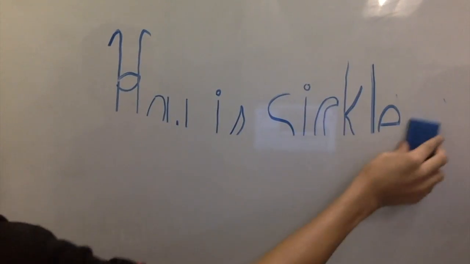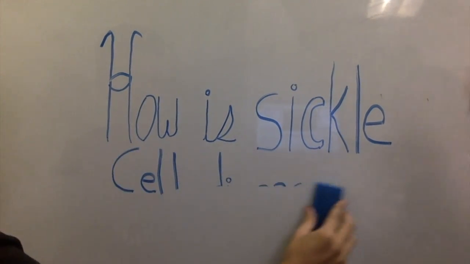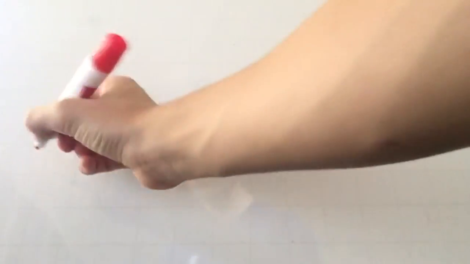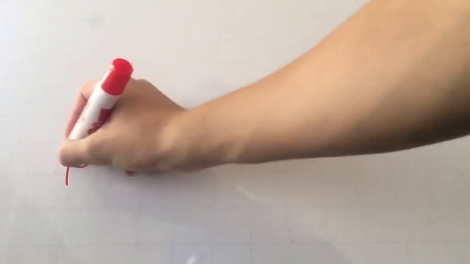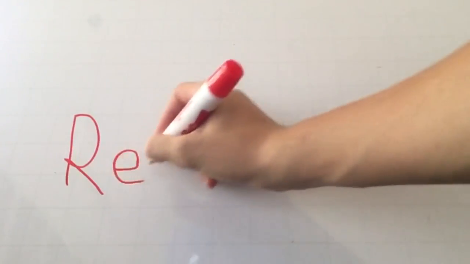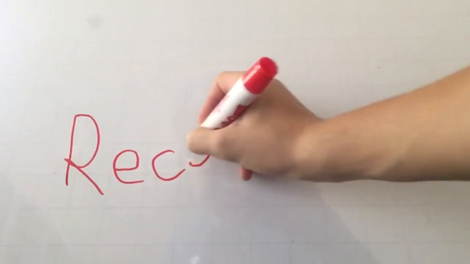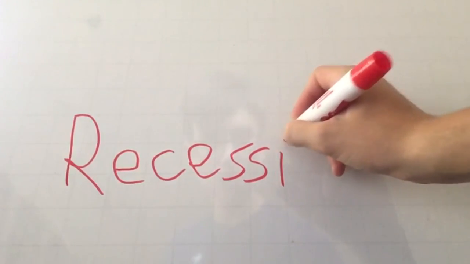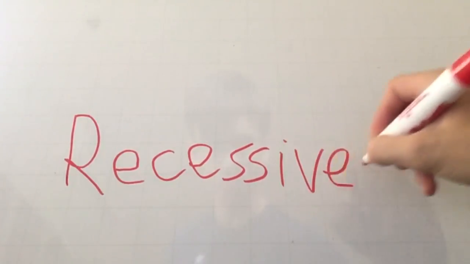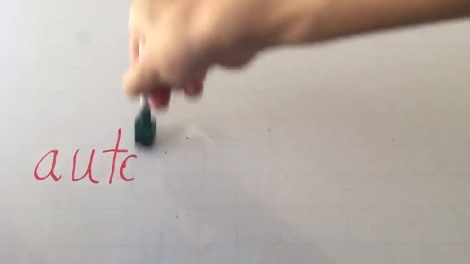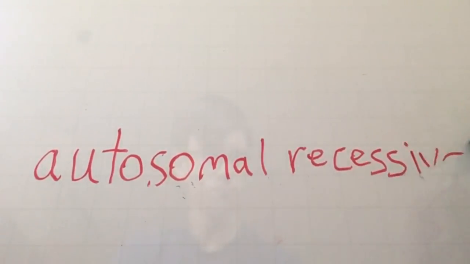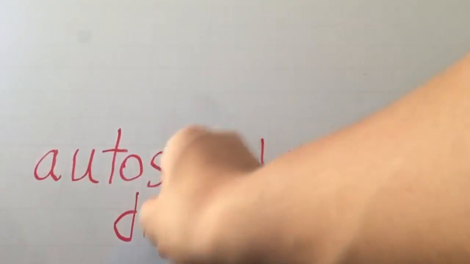How is sickle cell disease inherited? Sickle cell disease is inherited by a recessive gene. This is called an autosomal recessive disease.